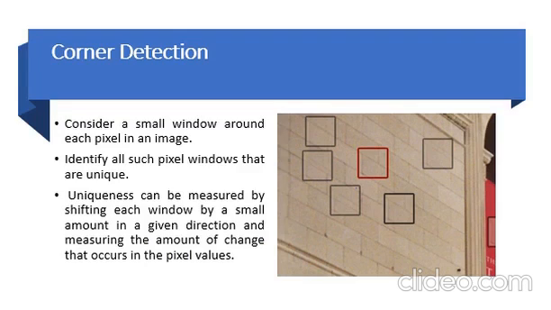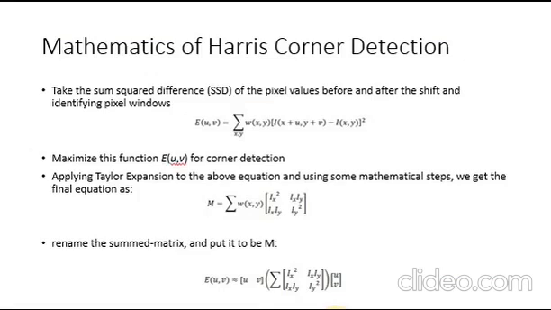Corner detection. The basic idea is to consider a small window around each pixel in the image. We want to identify all such pixel windows that are unique. Uniqueness can be measured by shifting each window by a small amount in a given direction and measuring the amount of change that occurs in pixel values. More formally, we take the sum of squared differences of the pixel values before and after the shift and identify the pixel windows where the SSD, or sum of squared differences, is large for shifts in all the 8 directions.